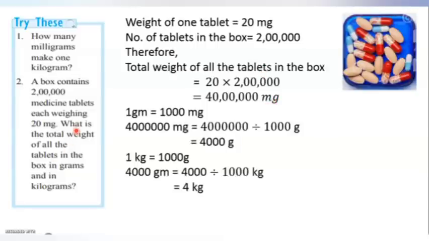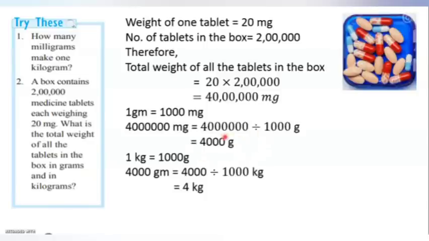But in the question, it is asked, what is the total weight of all the tablets in the box in grams and in kilograms? So we have to convert this milligram into grams and kilograms. For converting, milligram is a smaller unit, whereas gram is a bigger unit. Therefore, dividing it with what? 1 gram is equal to 1000 milligram. So dividing 40 lakh by 1000. Cancelling the 3 zeros from both the sides, you will get the answer as 4000 gram.